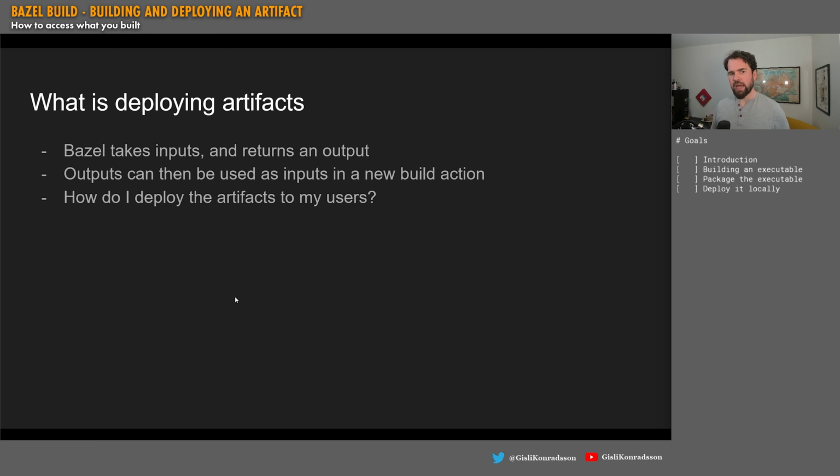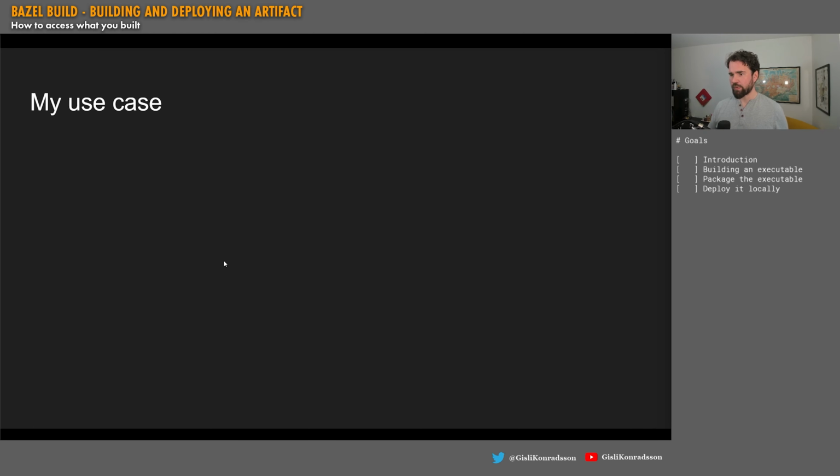But the thing that I struggled with was, once I've done all of this, once the deployable that I'm building is ready, how do I deploy it to my users? My use case may be a little bit different from others. I'm not deploying to a web server or anything like that. I'm using Bazel to build a local development environment for game developers.